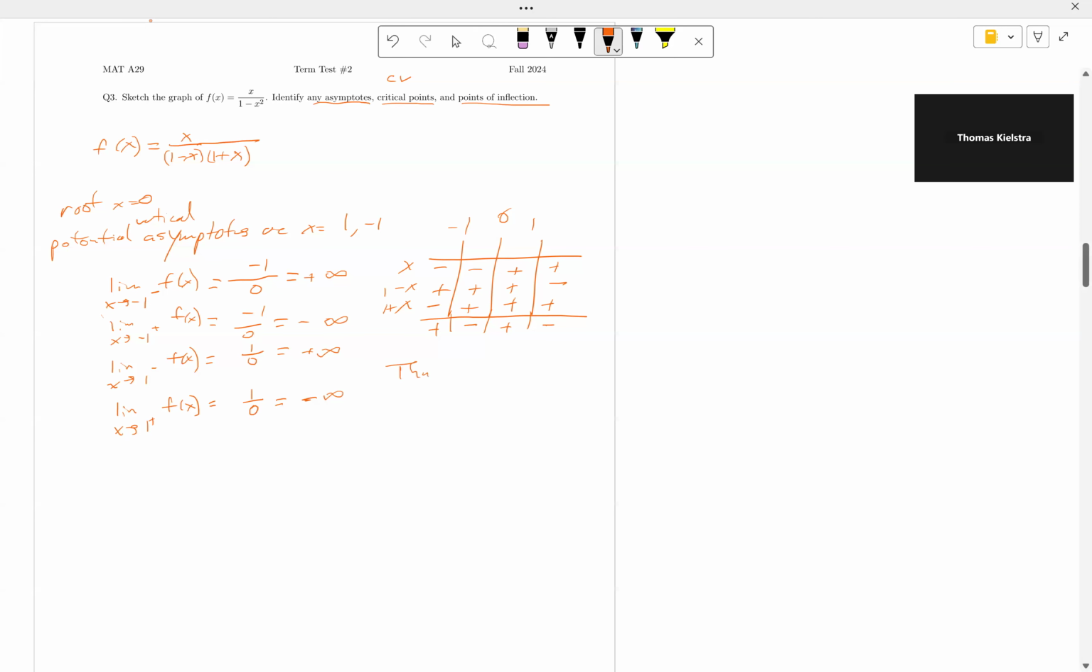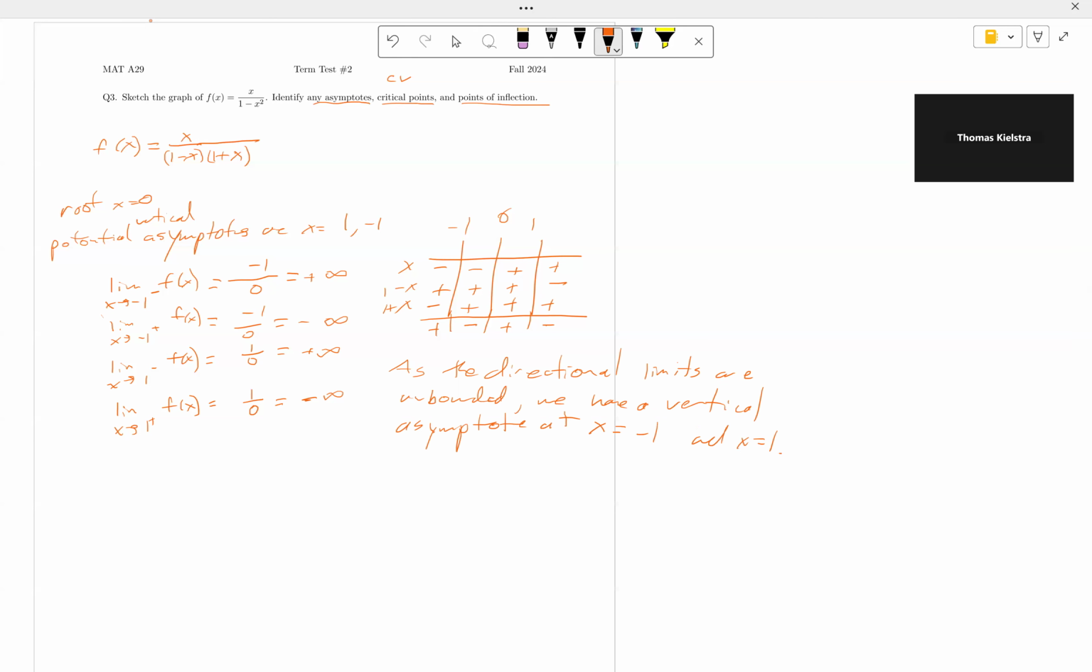Thus, as the directional limits are unbounded, we have a vertical asymptote at x equals minus 1 and x equals 1. So that gives us our vertical asymptotes.